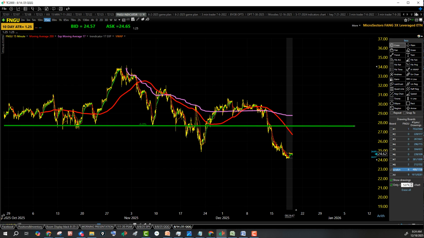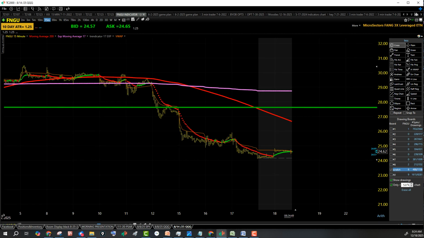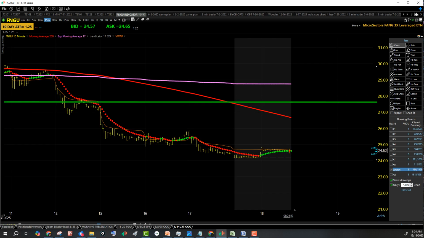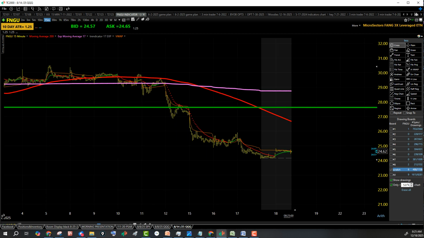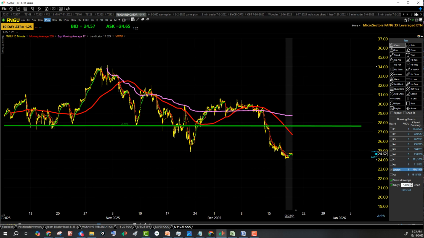FNGU kind of stinking up the joint. All right, here's FNGU. Yesterday, 15-minute downtrend. You can see price makes lows, makes lower lows. We're under the rolling over 200 SMA. That's bearish. We're underneath the major support. That's also bearish unless, of course, the bulls can rescue the price action.